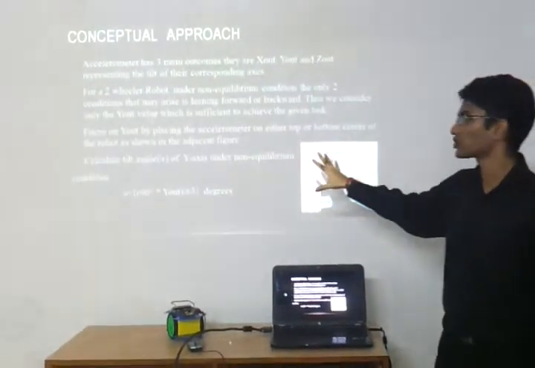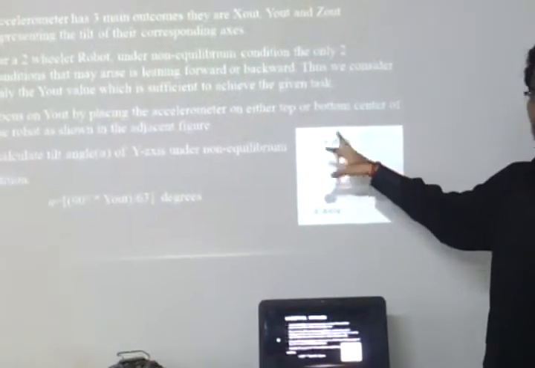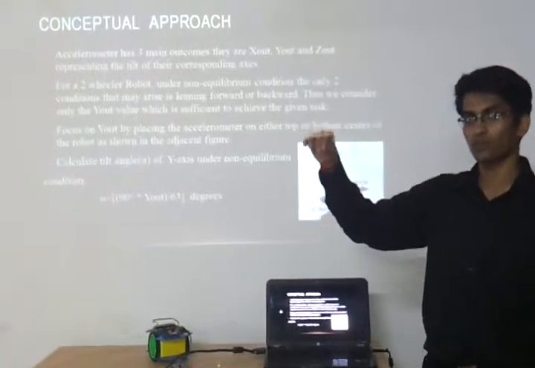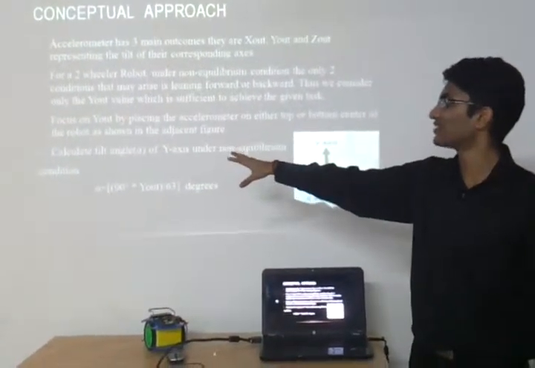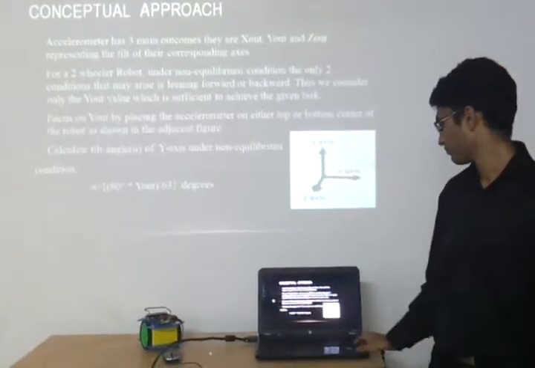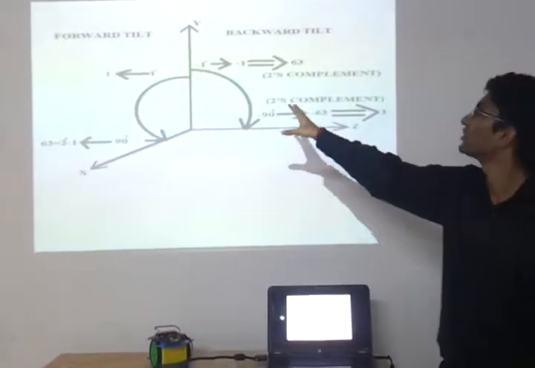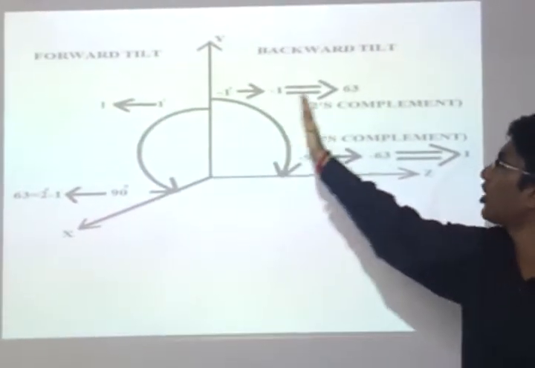So we have to place the accelerometer in a fashion like this, such that the y-axis is perpendicular. We have to place the accelerometer either top center or bottom center of the robot. For that, we should first calculate the tilt angle alpha. So let's come to the axis, spatial domain. For any tilt of the y-axis, it may be either a forward tilt or a backward tilt.